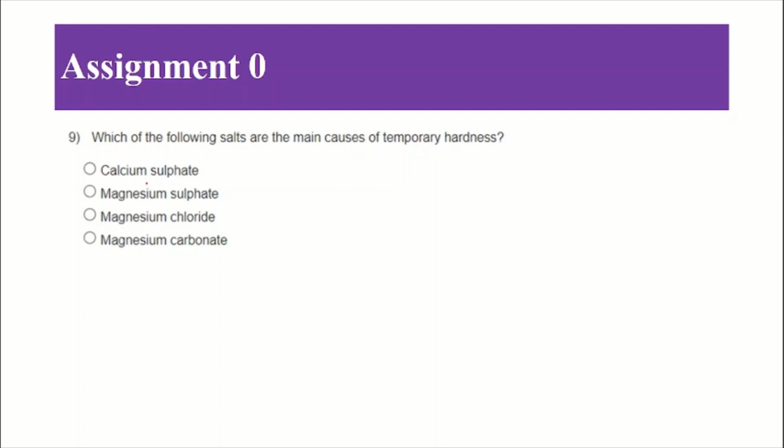Next question is, which of the following salts are the main causes of temporary hardness? So, for temporary hardness, the salts which cause them are the salts of carbonates and bicarbonates. And here we see that the first three options do not have the carbonate or bicarbonate salt. They are sulfate and chloride, which actually form permanent hardness. So the answer here is magnesium carbonate.